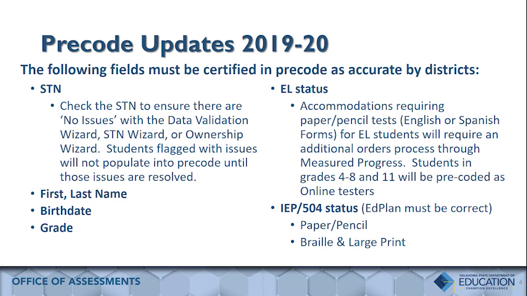These fields must be certified in Precode as accurate by districts: STN, first and last name, birth date, grade level, EL status, and IEP or 504 status. Student demographic information will be applied to the student testing record with a demographic overlay shortly after the close of the testing window. Additional training regarding the demographic overlay will be provided at a later date.